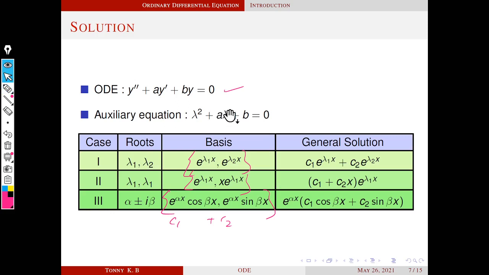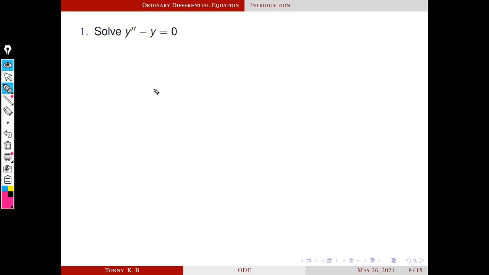Okay, next we will see some examples for solving ODEs using these results. First problem, solve y double dash minus y equal to 0. What is our algorithm? First we have to write the auxiliary equation corresponding to this differential equation.